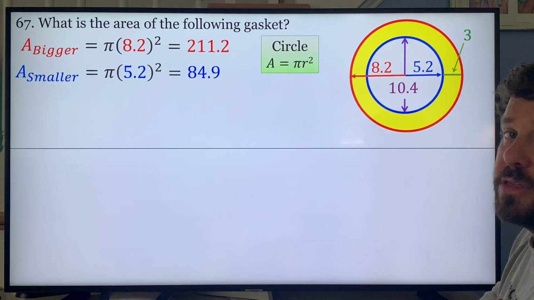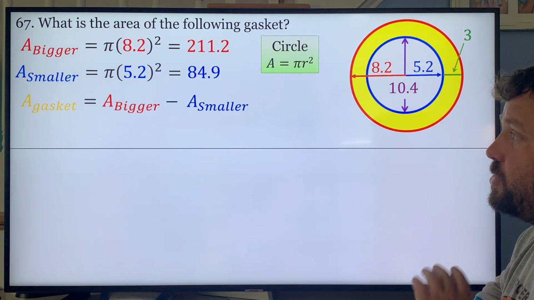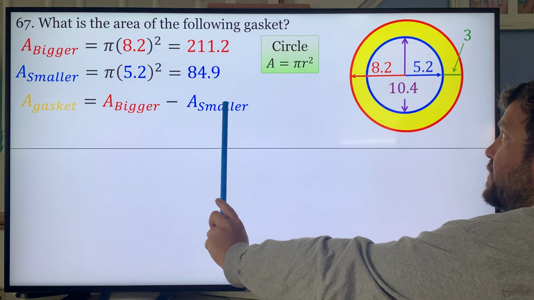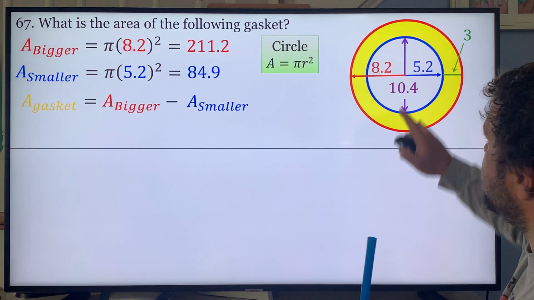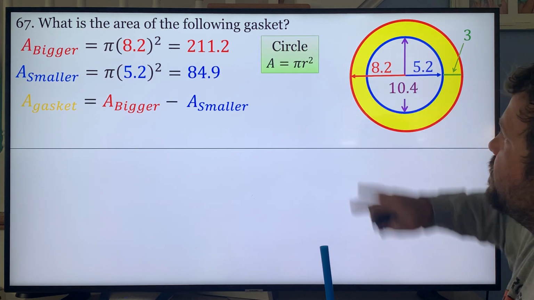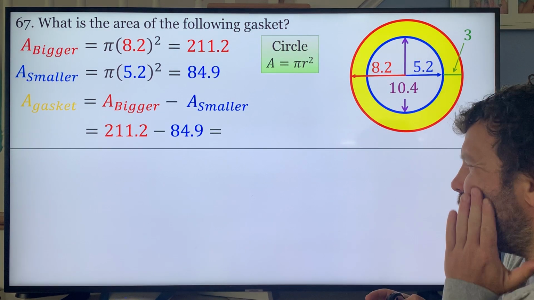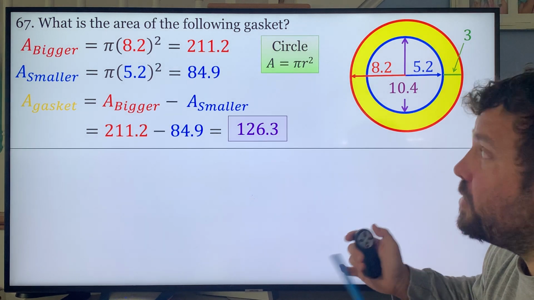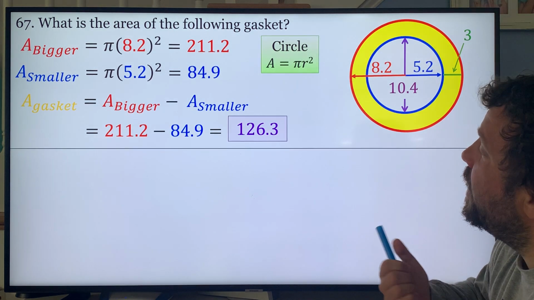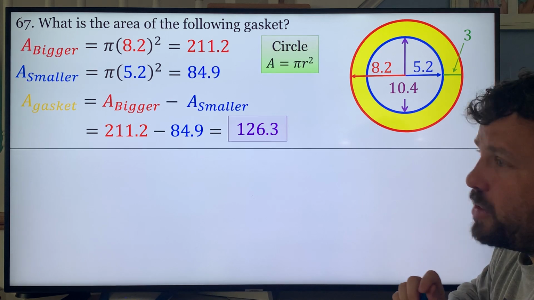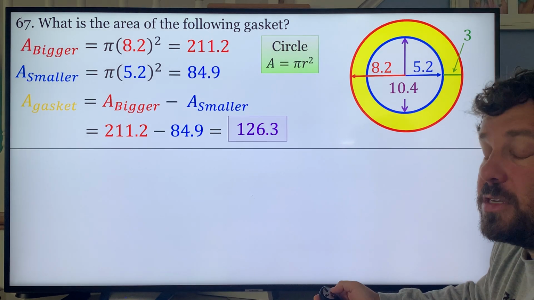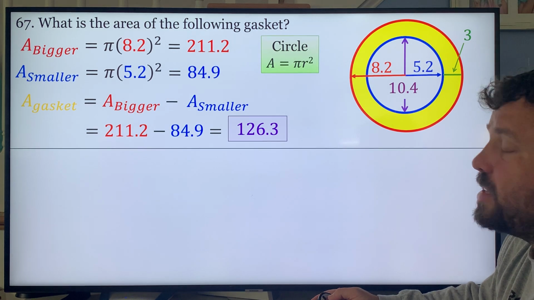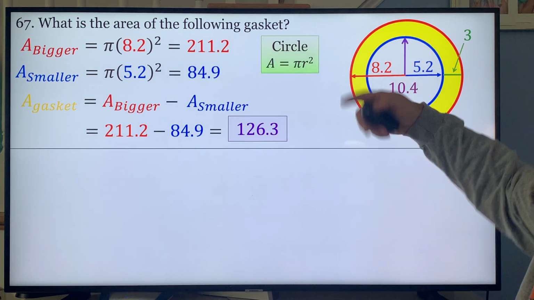What do you do with the two areas? You subtract them. Area of the gasket equals the area of the bigger circle minus the area of the smaller circle, because you're taking out this piece right here. 211.2 minus 84.9, and you get 126.3 square units. I don't know if it's an inch, a meter, a nanometer, a centimeter, but you got the units. Got it? Wasn't too bad.